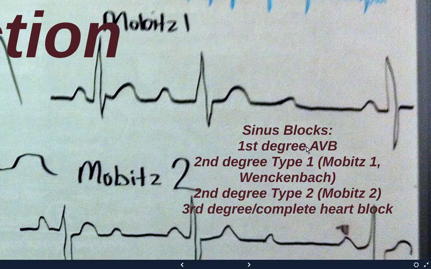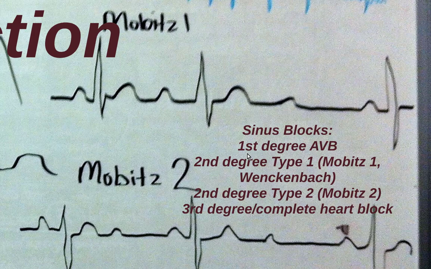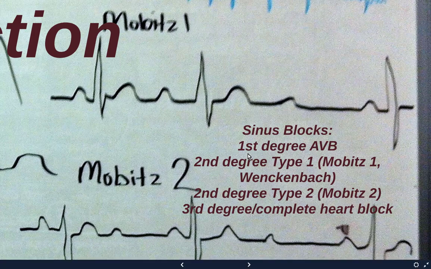So our sinus blocks. I talked about first degree AV block, and that just is when the PR interval is greater than 0.20. And then some books will have 0.20 and above. And I'm talking about seconds, 0.20 seconds. And that's all that means. So there'll be sinus rhythm with the first degree AV block.